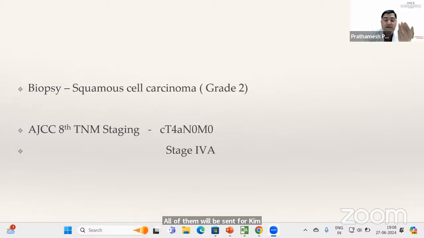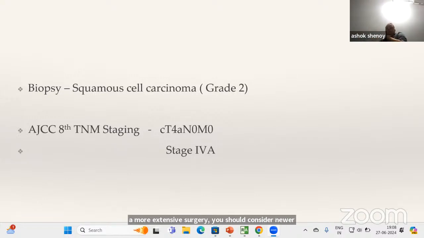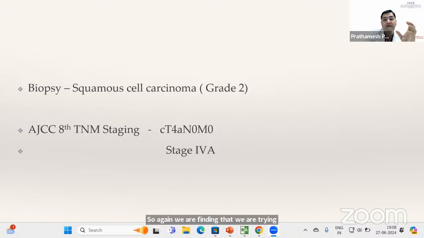If there is sinonasal esthesioneuroblastoma, you should want to look at whether it's a Kadish C and whether it's a higher Hyams grade. A Hyams 3 and a Hyams 4, Hyams 4 sometimes behaves like a neuroendocrine tumor. In those patients, there's a higher propensity for distant metastasis and local failure. So in those patients, if you are dealing with a Kadish C, which means a more extensive surgery, you should consider neoadjuvant chemotherapy.